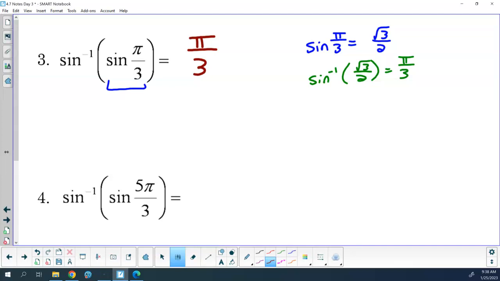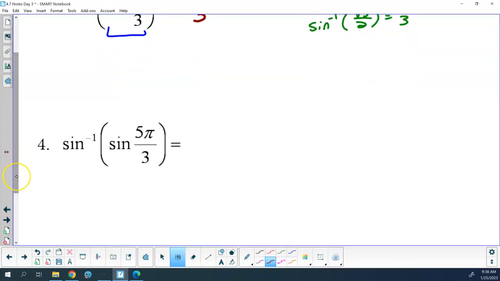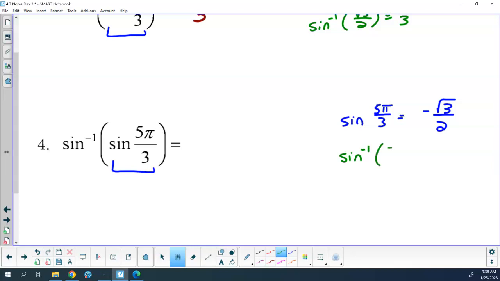On this bottom one, what should it be? You want it to be 5 pi over 3, right? Because those should cancel each other out. But here's that special case. Let me show you. So, we got the sine of 5 pi over 3. What is the sine of 5 pi over 3? Negative root 3 over 2. Which then means I need to find the inverse sine of negative root 3 over 2.